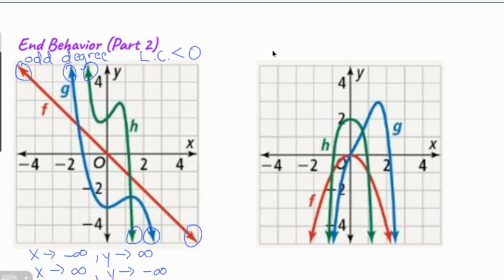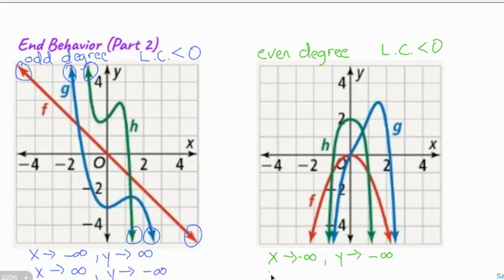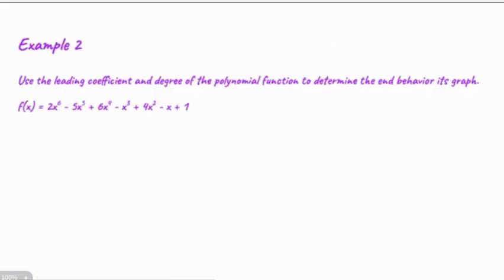Finally, you might have guessed this is even degree. Okay. Lead coefficient, you guessed it, less than 0. And now everything is down and to the right. So as x approaches negative infinity, y is also approaching negative infinity, which means it's going down. As x approaches positive infinity to the right, y is also still going down, negative infinity. So a lot of terminology there, a lot of new symbols, a lot of ideas to get used to. Let's go over an example.